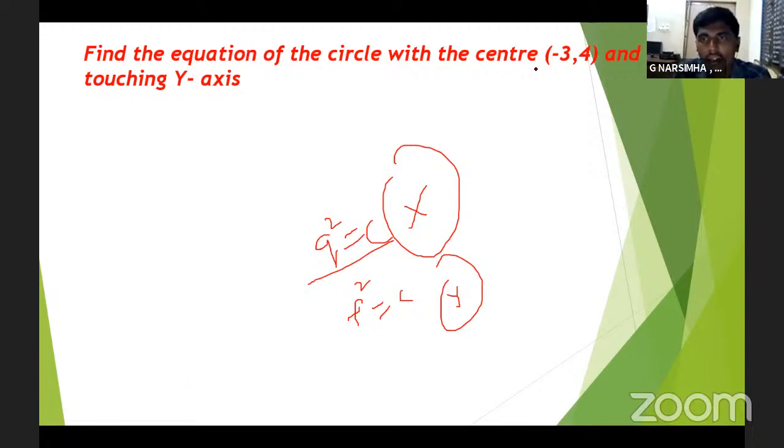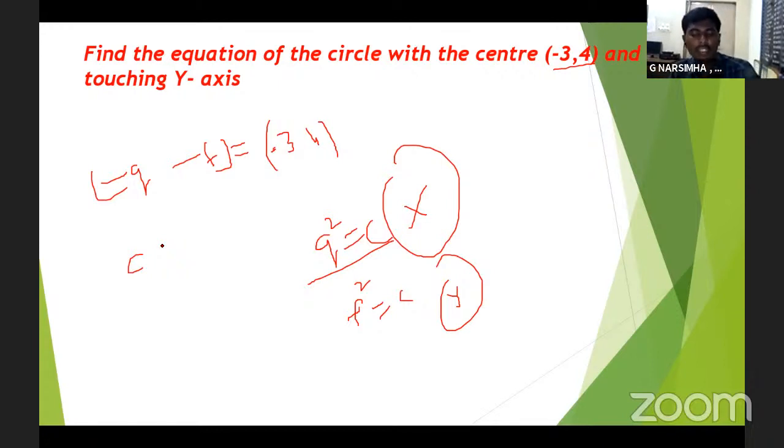Okay, just observe the question. The center of the circle is given, that is (-g, -f). Comparing these coordinates, you may get the values of g and f. If you find the value of c, then you can evaluate the equation of the circle by using the general form x squared plus y squared plus 2gx plus 2fy plus c equals 0. Here the condition given is that it touches the y-axis, that is f squared equals c.